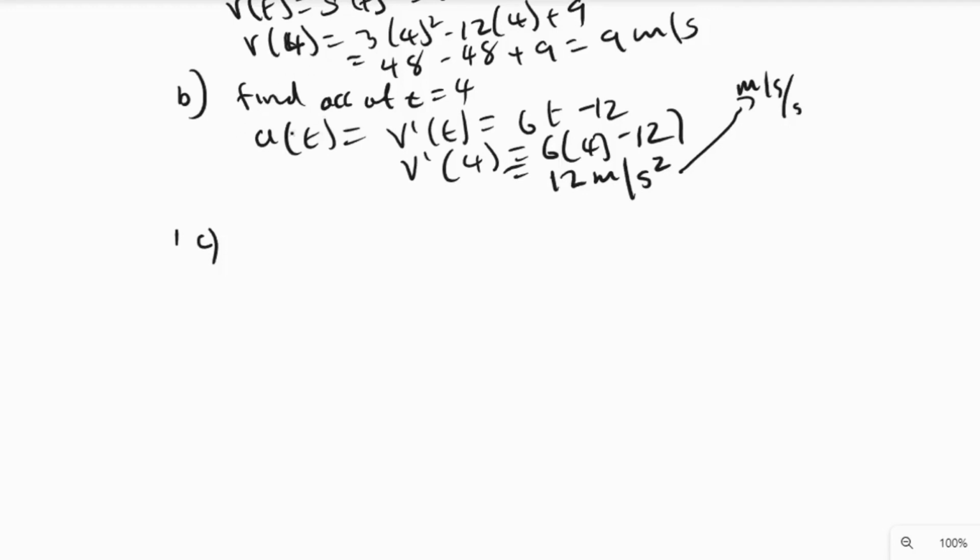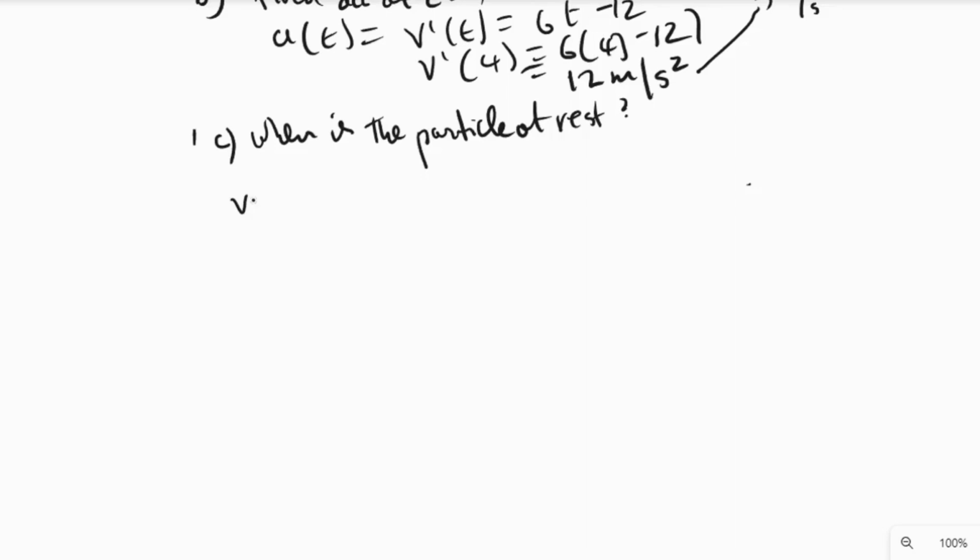When is the particle at rest? When is the particle at rest means when is the velocity equal to 0, which means particle at rest means v equal to 0. Okay, so the velocity must be equal to 0.